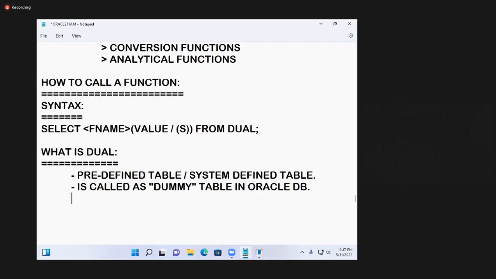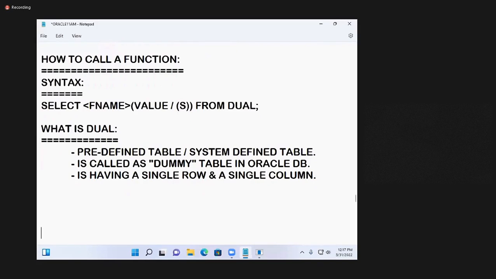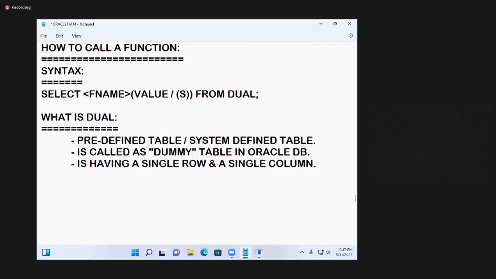And guys, this table has a single row and a single column. A single row and a single column, but more than one row or more than one column is not possible. It has a single row and a single column. Okay, so this is the information of the table.